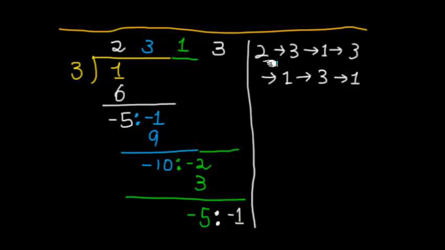The p-adic expansion of 1 over 3, starting from the a0 part, is 2 3 1 3 1 3. It repeats over and over. So that's our p-adic expansion of 1/3.